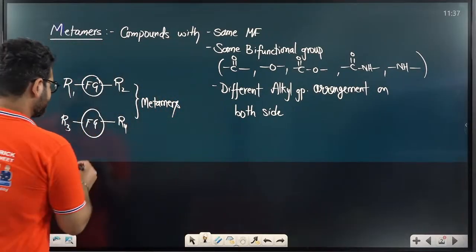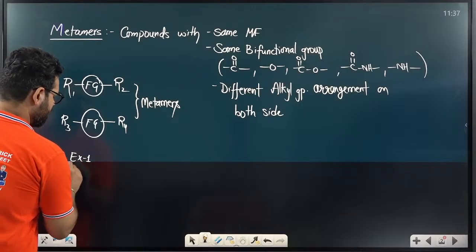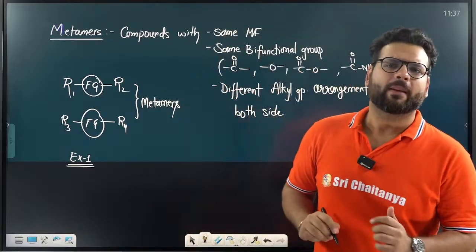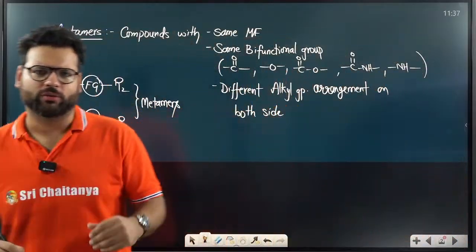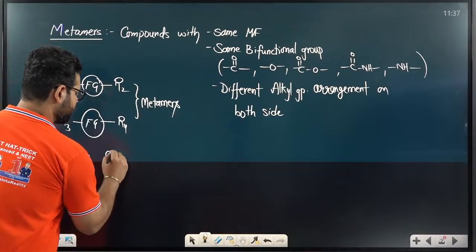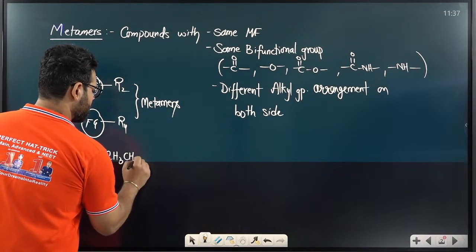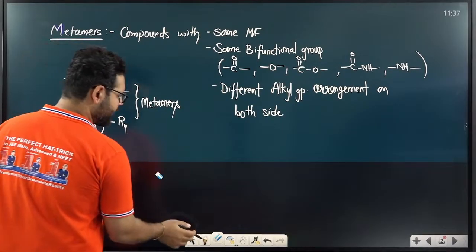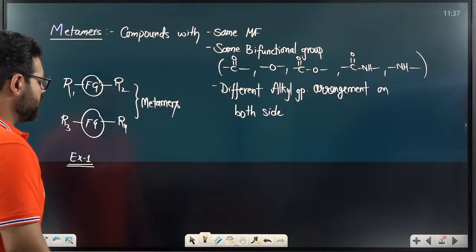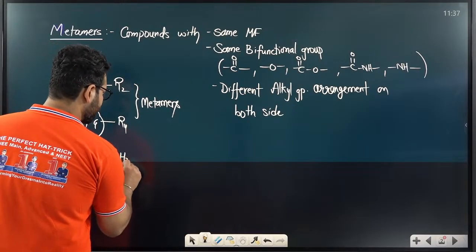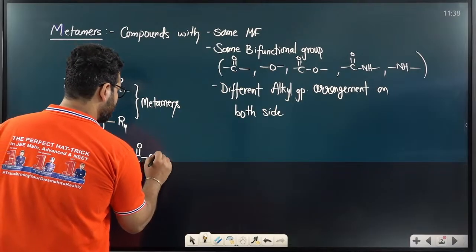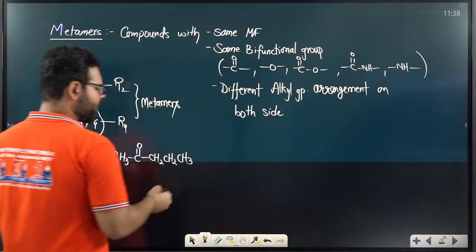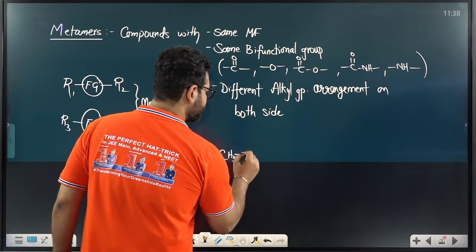For example, when I take a ketone, pentane 2-one versus pentane 3-one. Okay, pentane 2-one, or let's not take pentane 2-one, pentane 3-one. Okay, you can take that. Pentane 2-one is going to look like this. This is pentane 2-one, everybody. This is pentane 3-one.